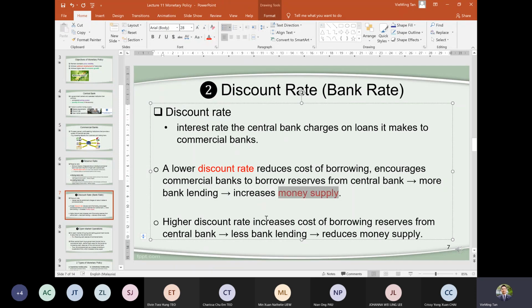So if the government wants to increase the money supply, the central bank has to reduce the discount rate. In order to increase the money supply, the central bank has to reduce the discount rate. So these two have a negative relationship. Any questions so far on this discount rate or bank rate?